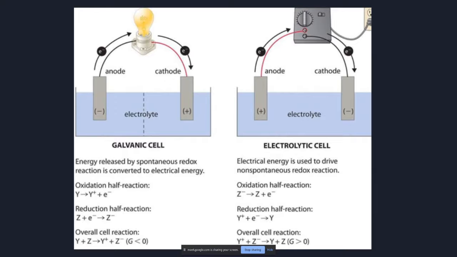So an example of the galvanic cell would be a battery, and then you have the electrolytic cell, which is the opposite, where electrical energy is used to drive a reaction. An example of this, if you want to break up water into oxygen and hydrogen, you would use an electrolytic cell to do that.